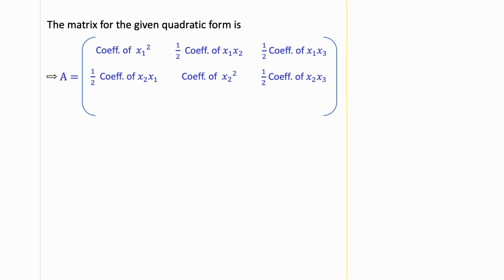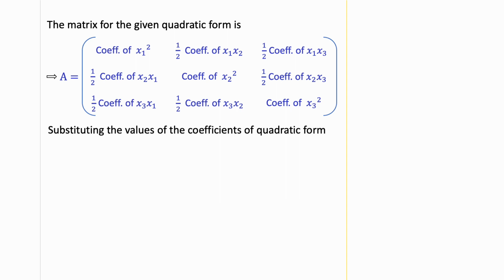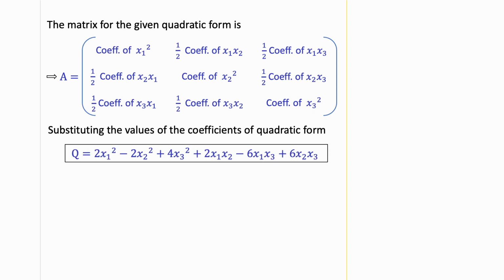In the third row, the first element is half of coefficient of x3, x1. The second element is half of coefficient of x3, x2. The third element is coefficient of x3 square. Now substitute the values of the coefficients of quadratic form. Q equal to 2x1 square minus 2x2 square plus 4x3 square plus 2x1 x2 minus 6x1 x3 plus 6x2 x3.